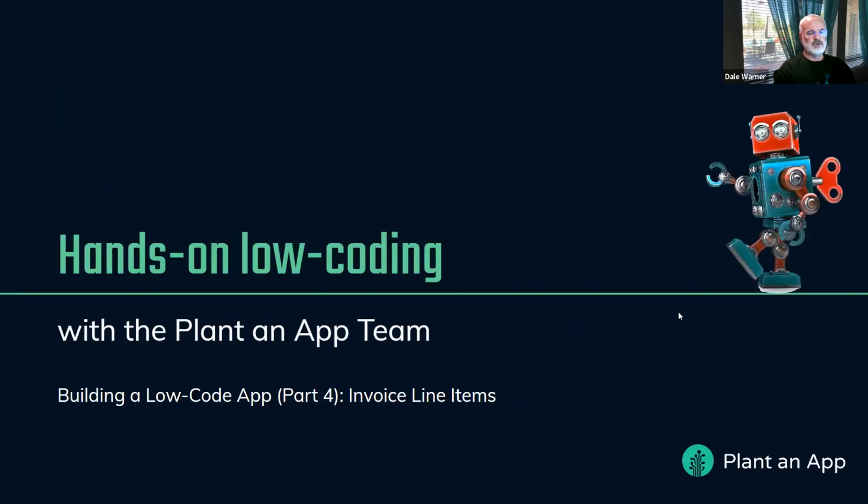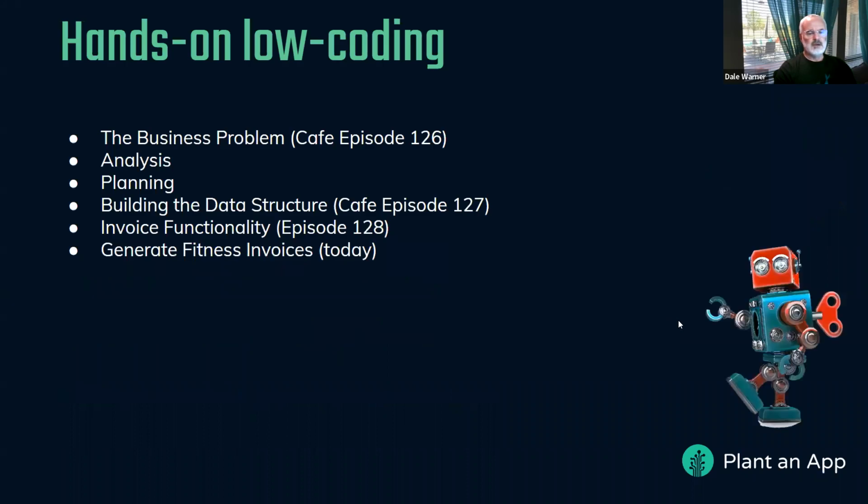Good. So now on to hands-on low coding. We're going to start by talking about building invoice line items. So just a quick recap of the problem that we're doing. We're building a fitness center application. In episode 126, we talked about the business problem and did some analysis and planning. In episode 127, we got down to business and started building out the data structure.